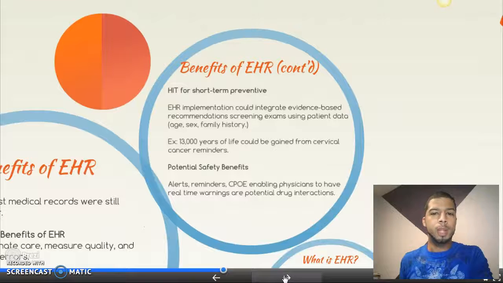So continuing with the benefits of EHR, I wanted to go ahead and discuss health information technology for short-term preventive care, as I feel like that's been very prominent in the past decade.